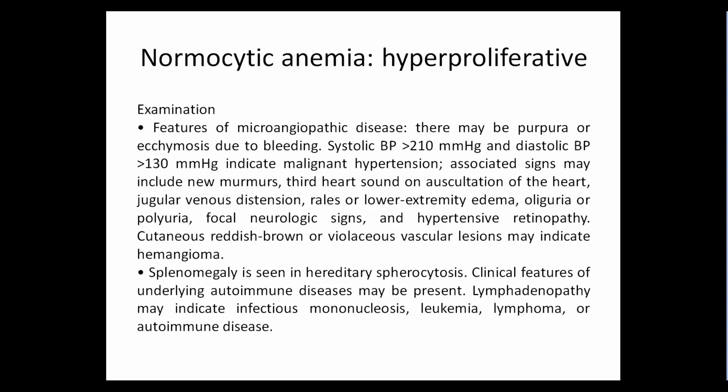Cutaneous reddish-brown or violaceous vascular lesions may indicate hemangioma. Splenomegaly is seen in hereditary spherocytosis. Clinical features of underlying autoimmune disease may be present. Lymphadenopathy may indicate infection, mononucleosis, leukemia, lymphoma, or autoimmune disease.